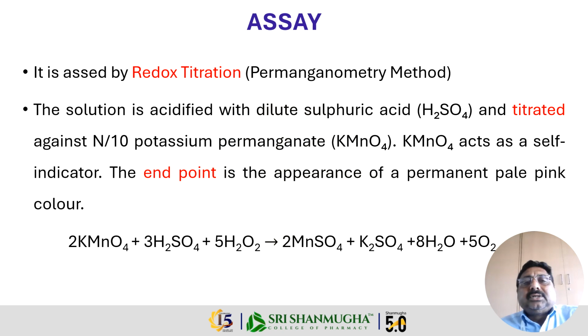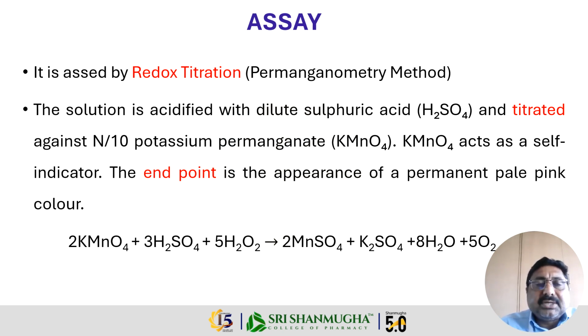Now, very, very important, the assay. You know hydrogen peroxide has both oxidizing and reducing property. This may be assayed by redox titration, that is oxidation-reduction titration. The hydrogen peroxide solution is acidified with dilute sulfuric acid and titrated against potassium permanganate. Potassium permanganate itself acts as a self-indicator. The endpoint is the appearance of a permanent pale pink color.